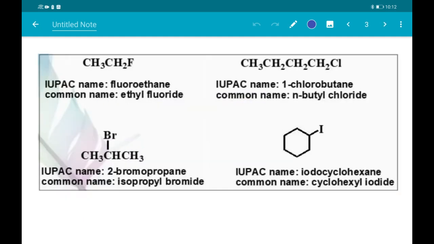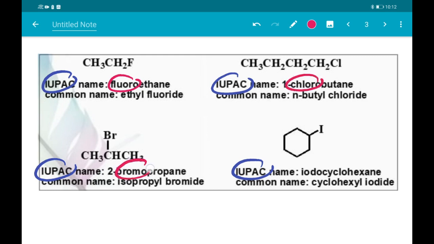Let's go for the IUPAC name, a little bit of discussion on this. As you can see here, if you just refer to the IUPAC system, you might notice that most of the time, the halogen will be treated as the substituent. For instance, for the first structure, CH3CH2F, the longest chain is 2, and there's only one fluorine. Therefore, the name of the parent will become ethane, and the fluorine will become fluoro.